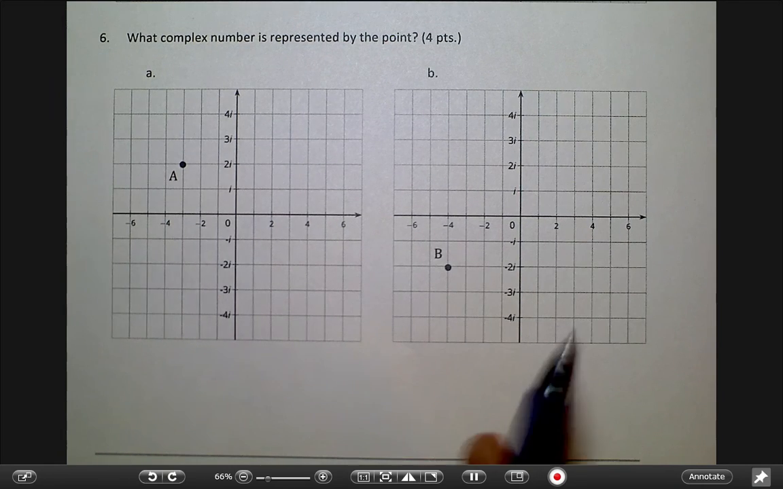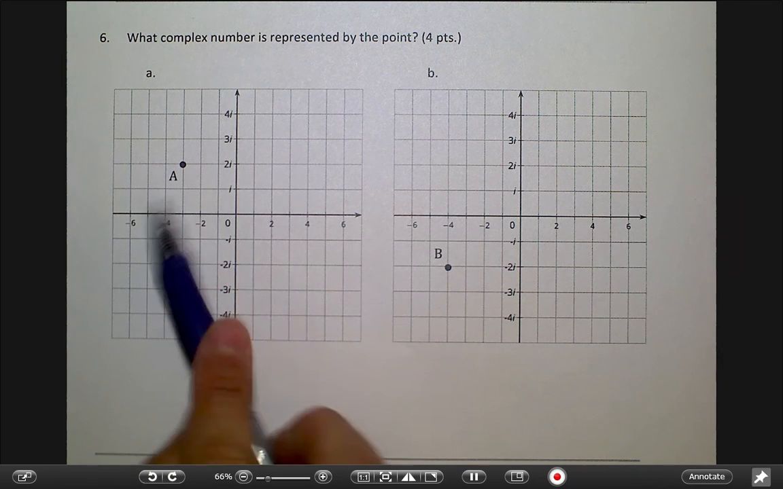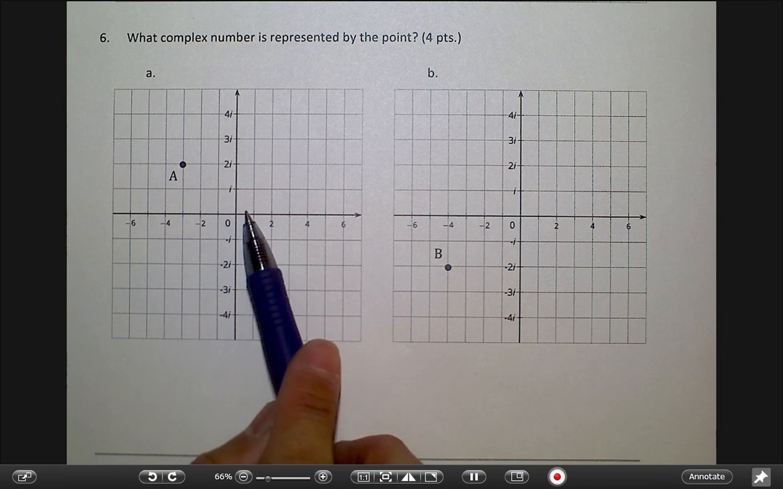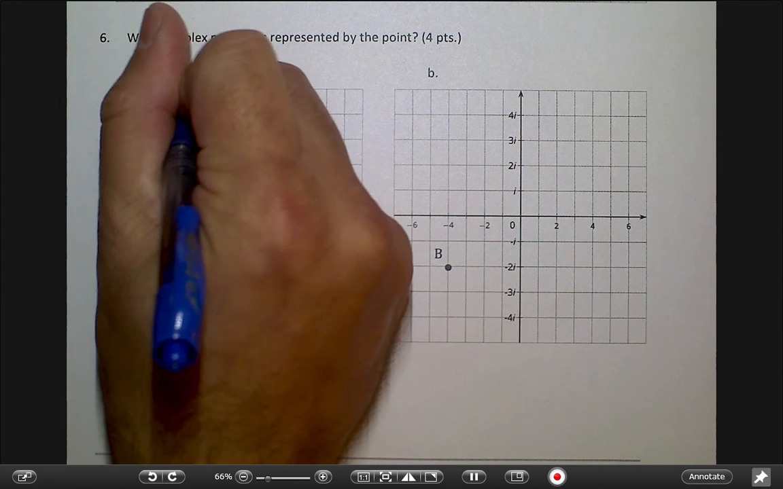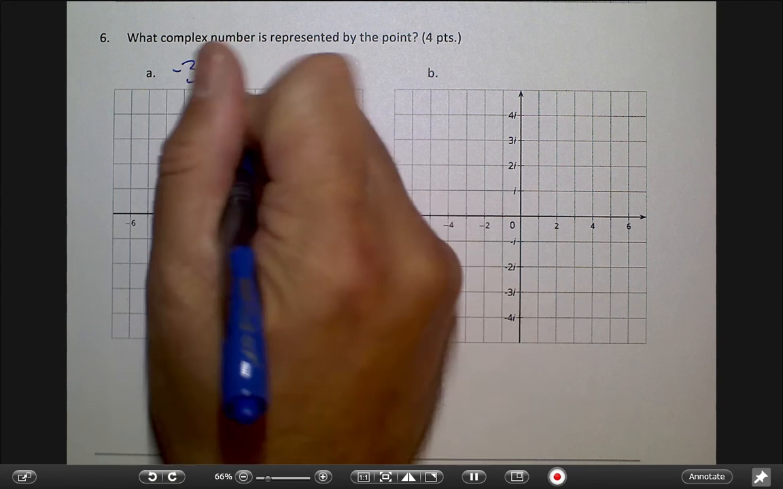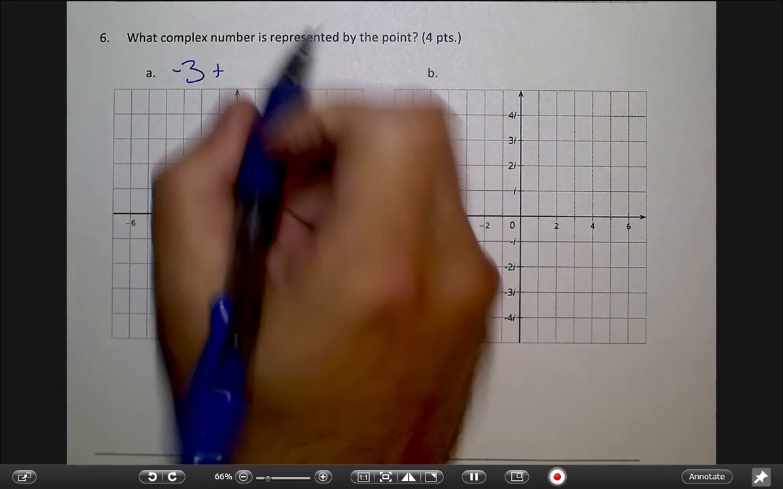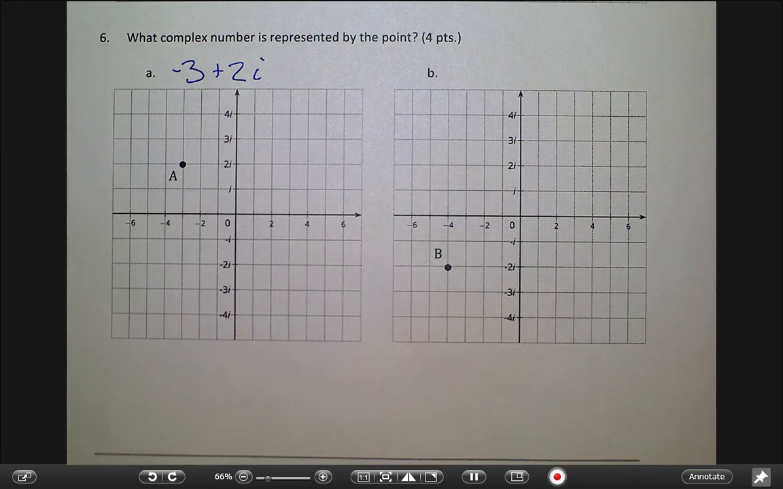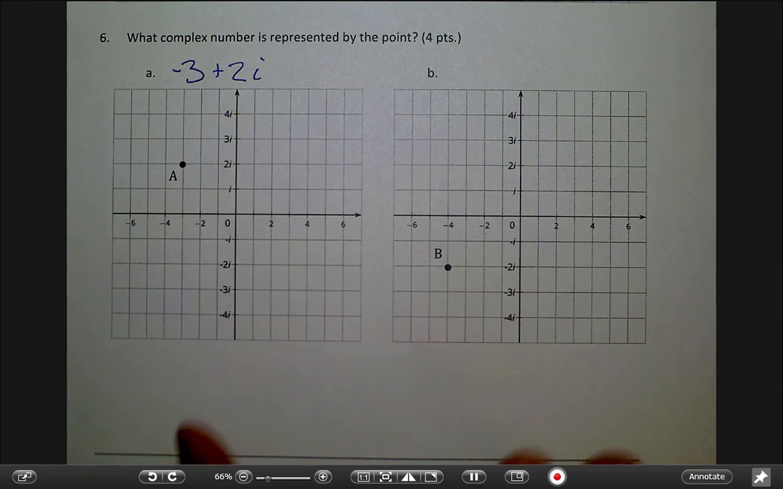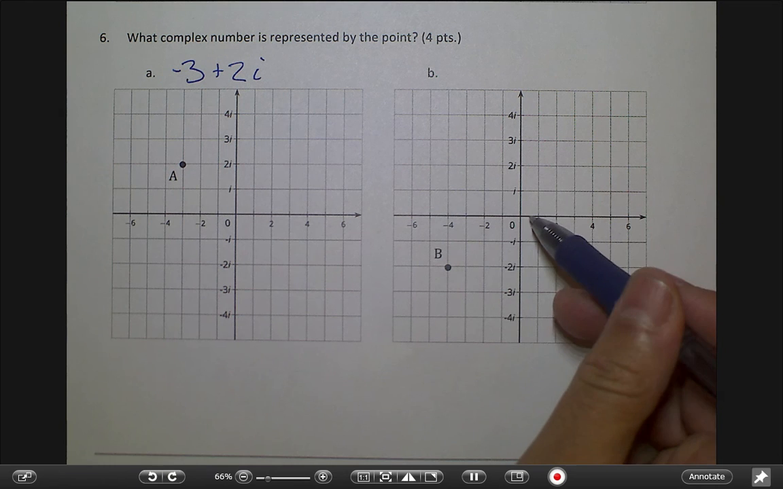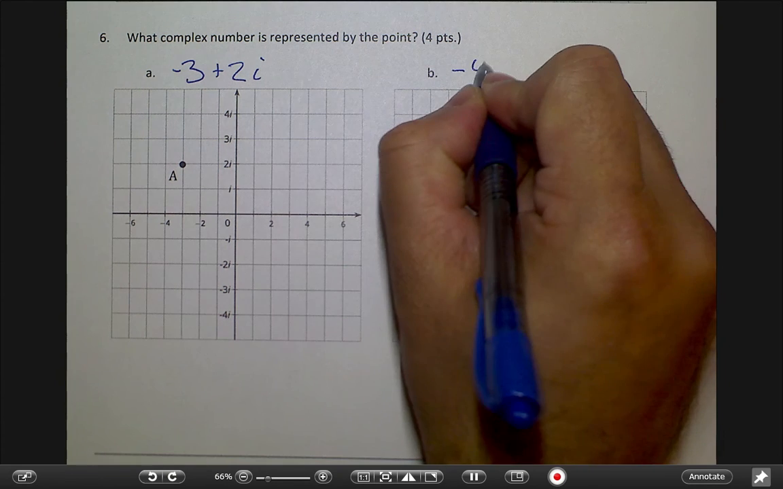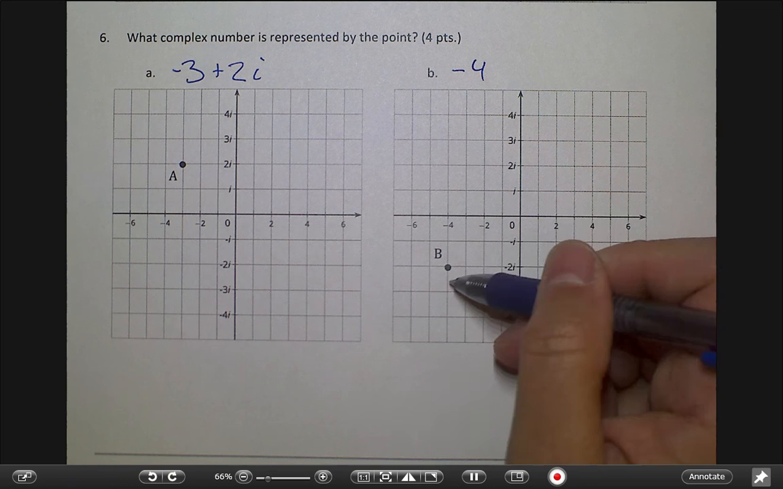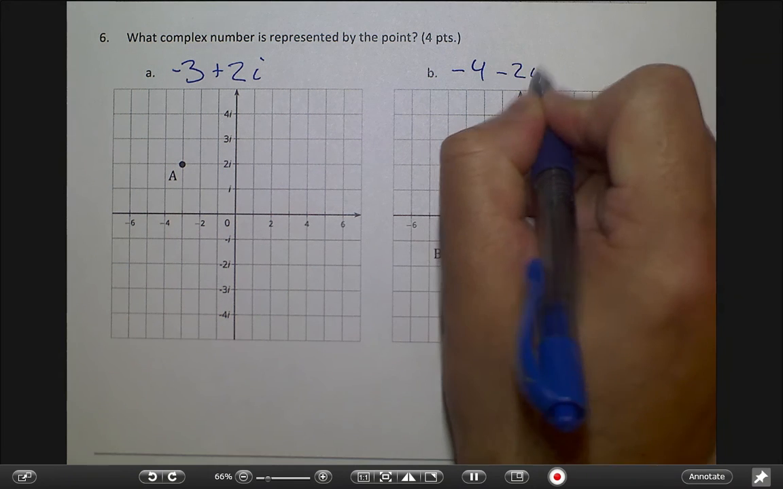Right here, now we have to pick the points on here. So we always start with the real. The real is left and right. So my real here is negative 3 because I'm going left 3. And it's going up, so that's going to be a plus. How much is it going up? 2i, right? And then B, that's going to the left. It's going left 4, so negative 4. And it's going down, so that's going to be a minus 2i.